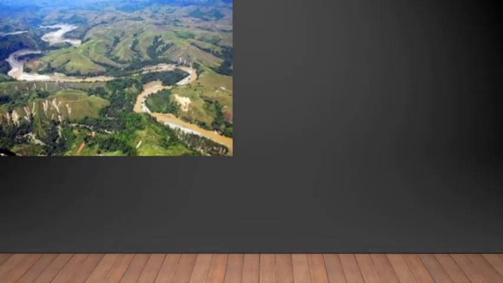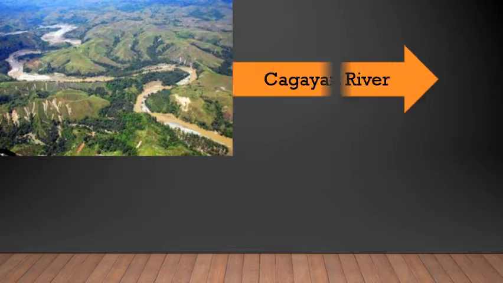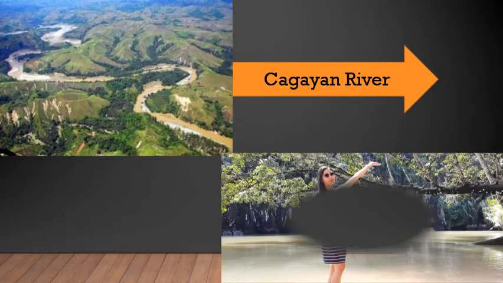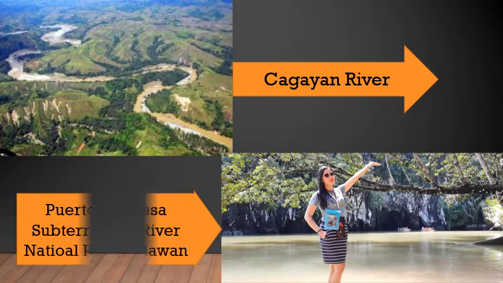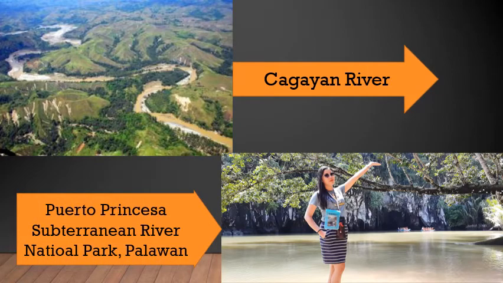There are lots of rivers in the Philippines. Cagayan River is the longest river in the country. Some rivers are called underground or subterranean rivers. The famous underground river is the Puerto Princesa Subterranean River National Park, which is located in Palawan.